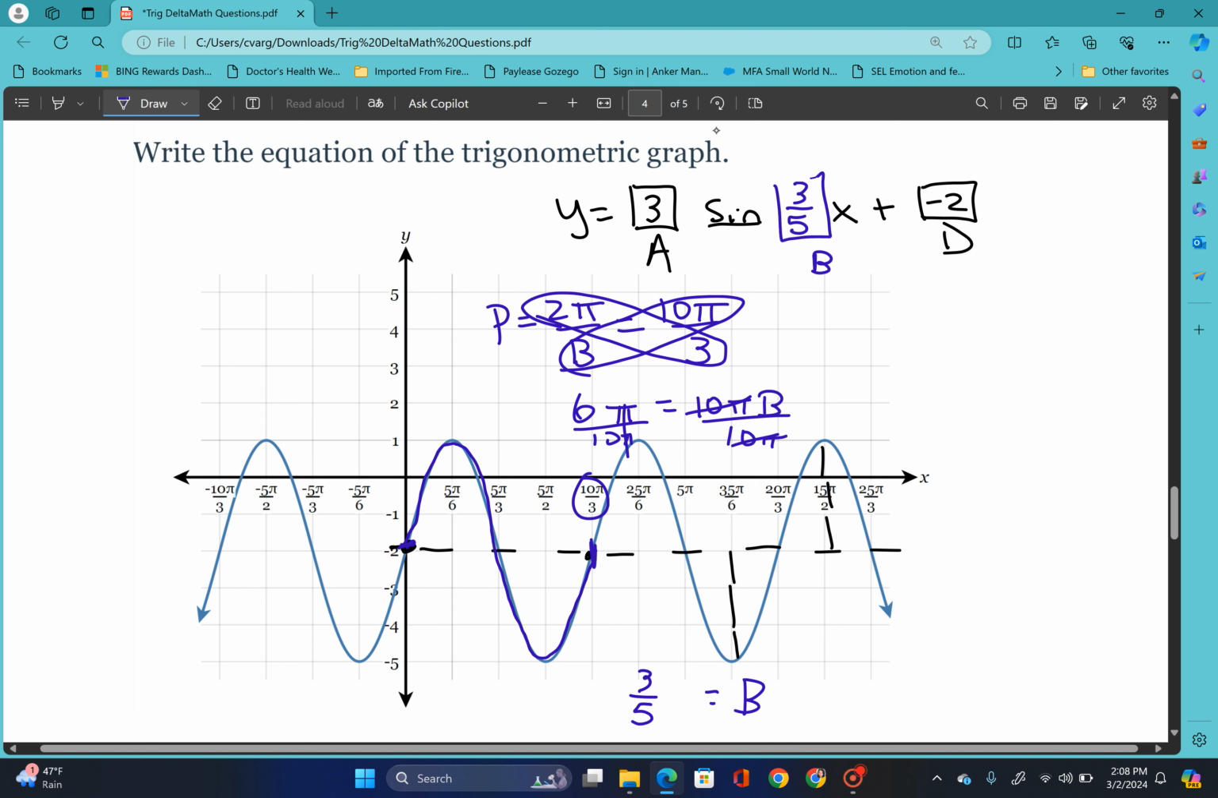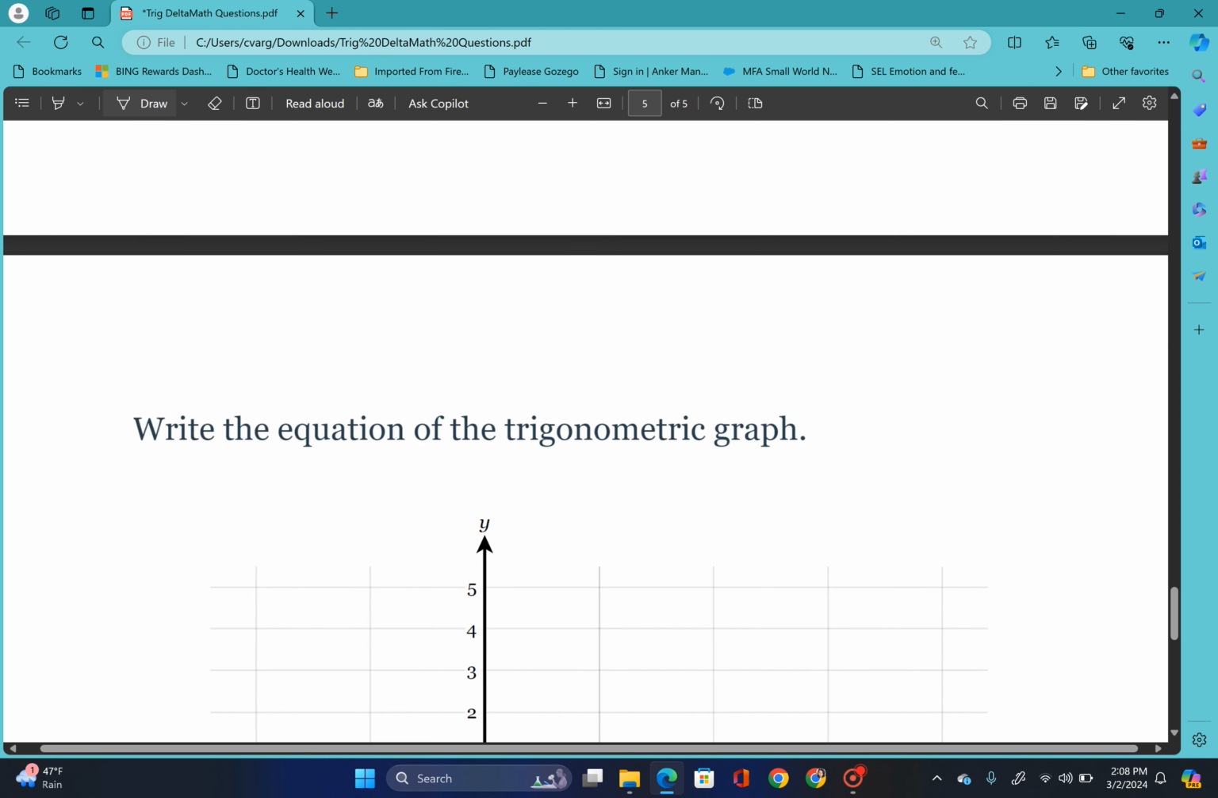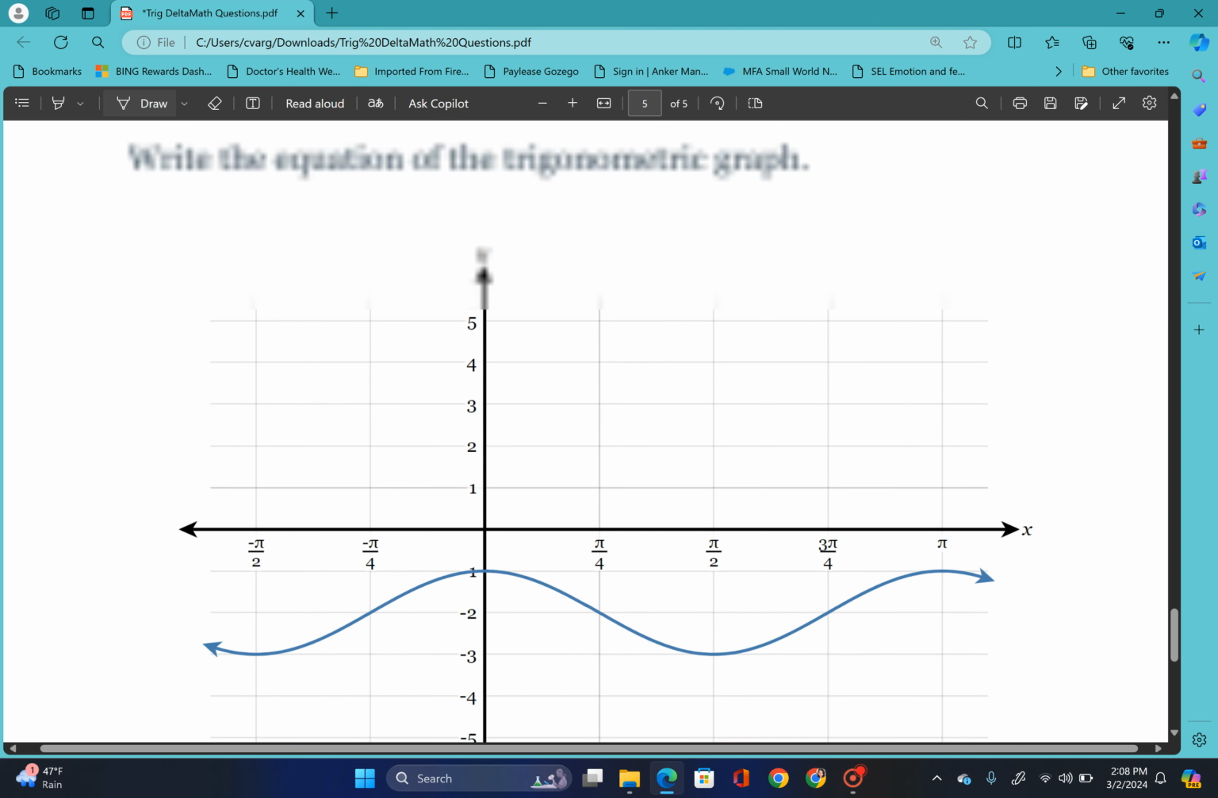All right. So the final answer for this is y equals 3 sine 3/5 x plus, minus is the same thing as a, -2. That is our answer for this problem. We're going to do 2 more just to make sure we're good.